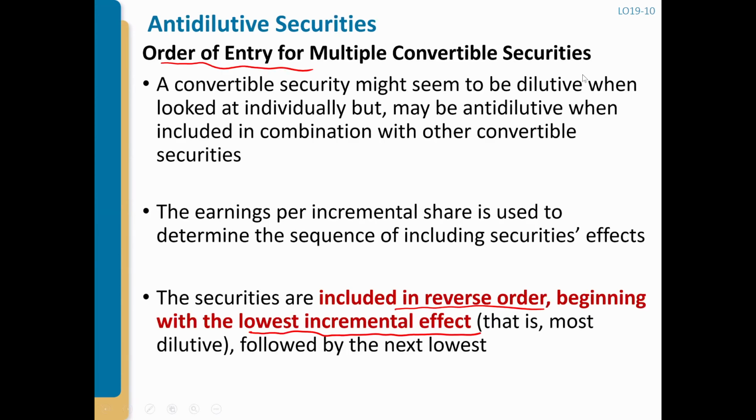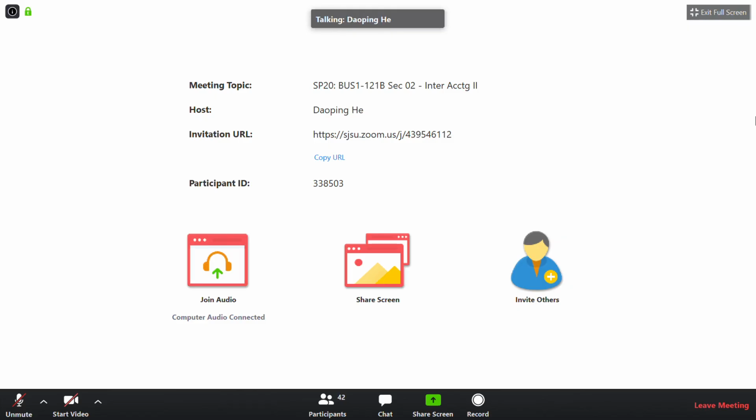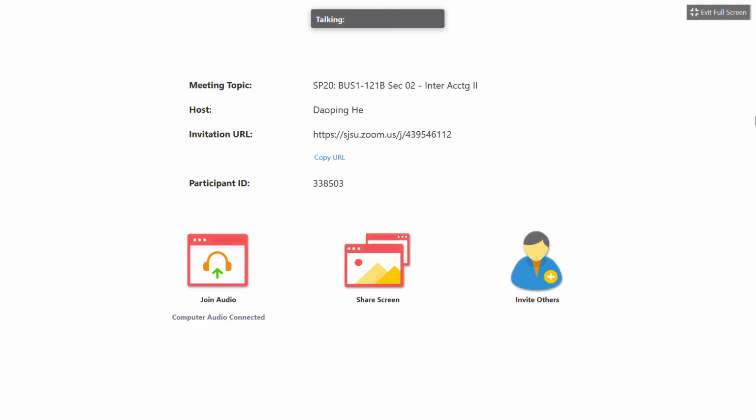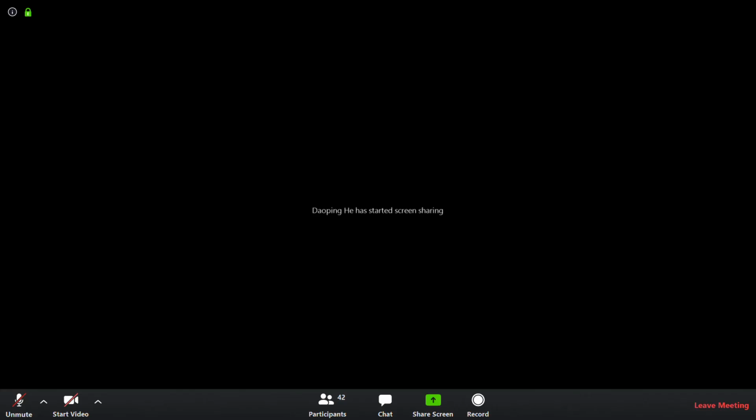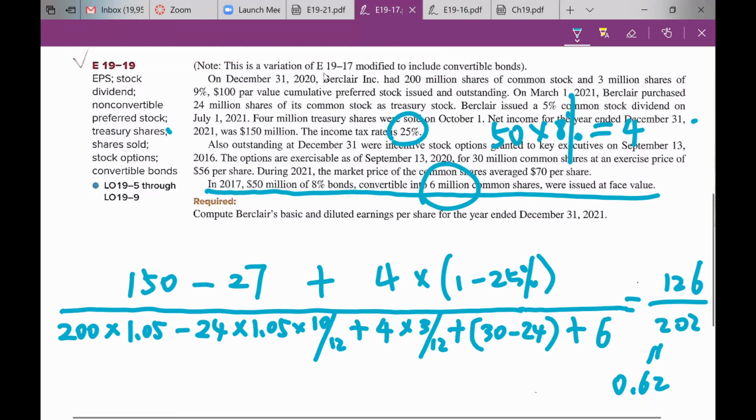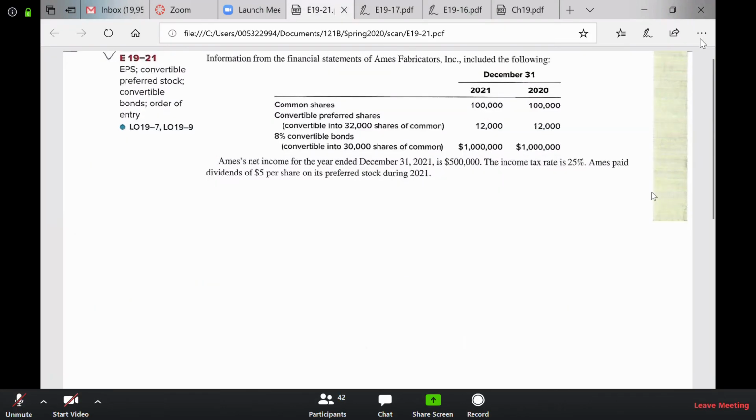I think we have time here. I need to share this question. Okay, 21. So this is another homework question.